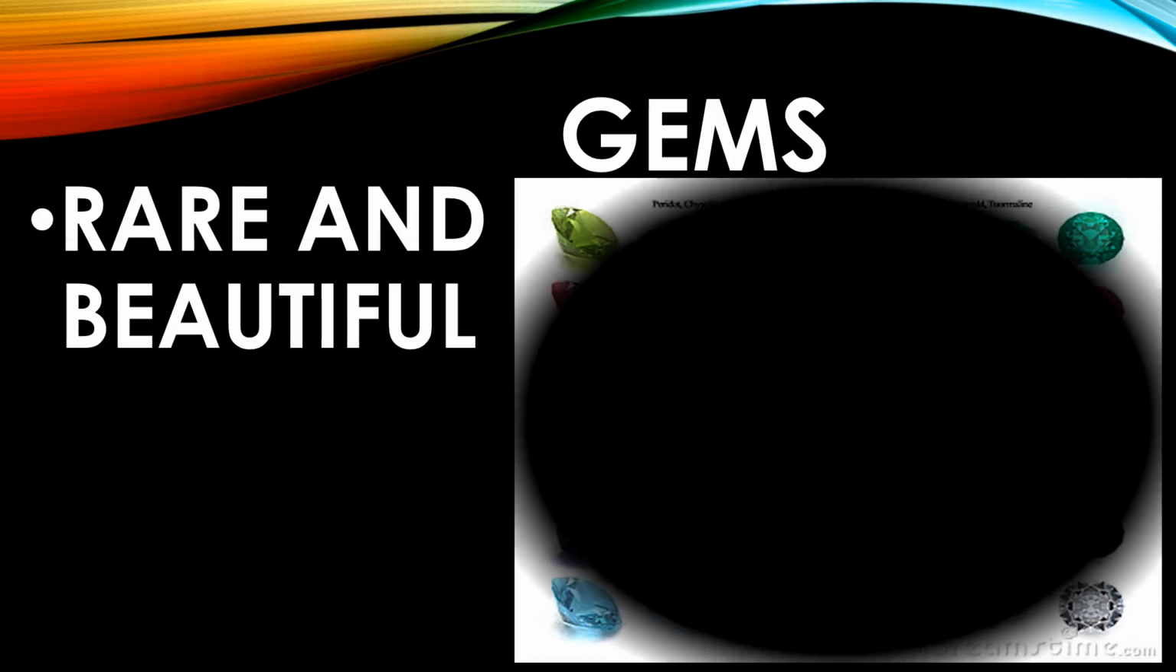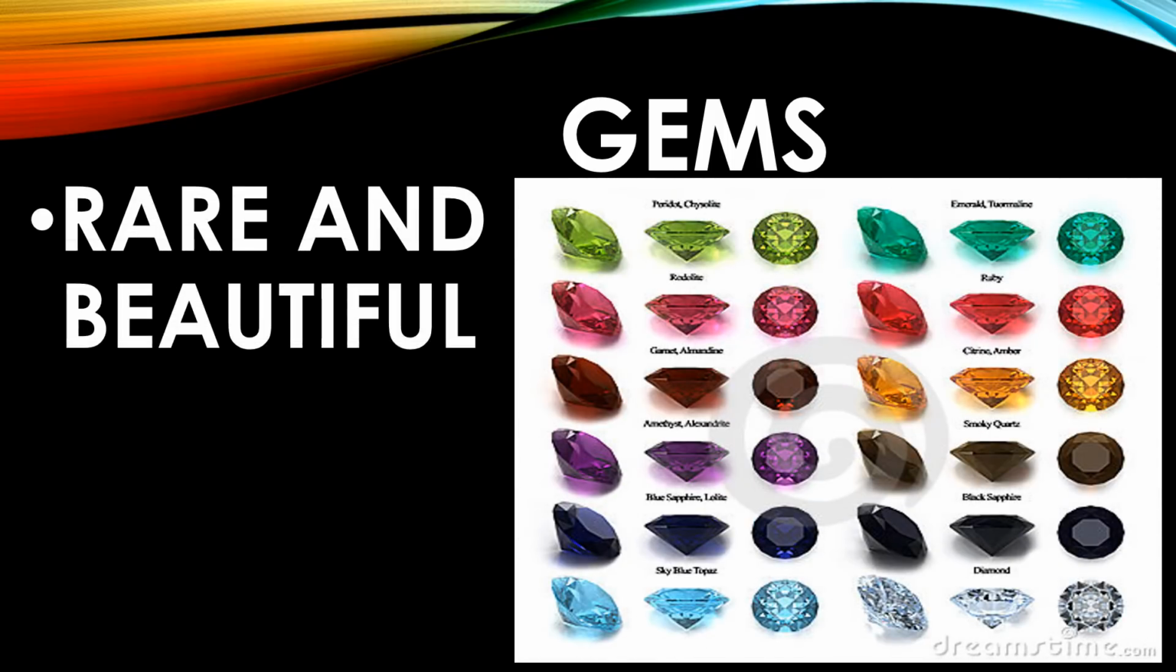Some minerals are tough to find when digging in the earth, so their existence is rare. Not only that, these minerals, which are so often used in jewelry, are very valuable and beautiful to look at. Minerals such as diamonds, rubies, and emeralds are called gems. Gems are minerals that are rare and beautiful.